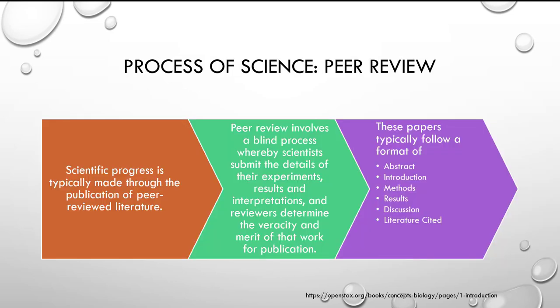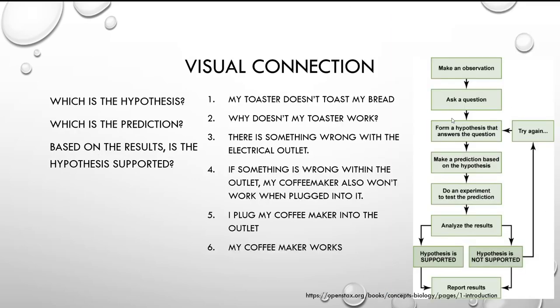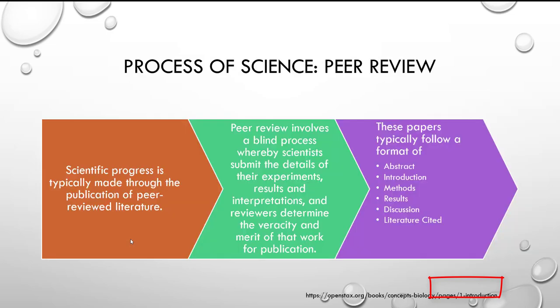All right. So finally, we get to the process of science: peer review. Now, let me go back. We've talked about our scientific method, how we get down to the bottom. We've analyzed our results. We've supported our hypothesis or not supported it. And then we get here to reporting our results. Now, if this is something that is going to be published, the way that it gets published is through a peer-reviewed process.